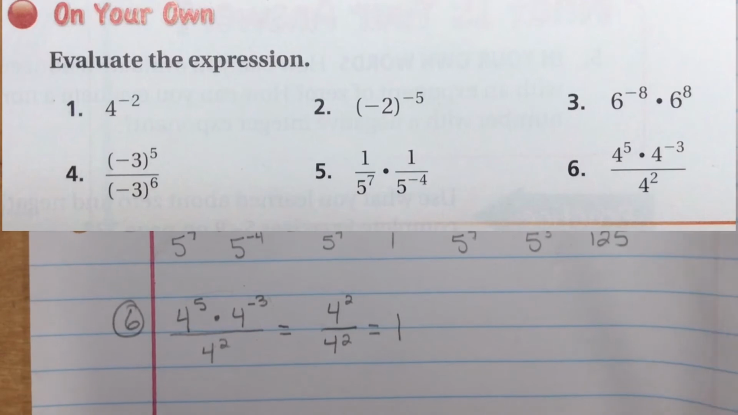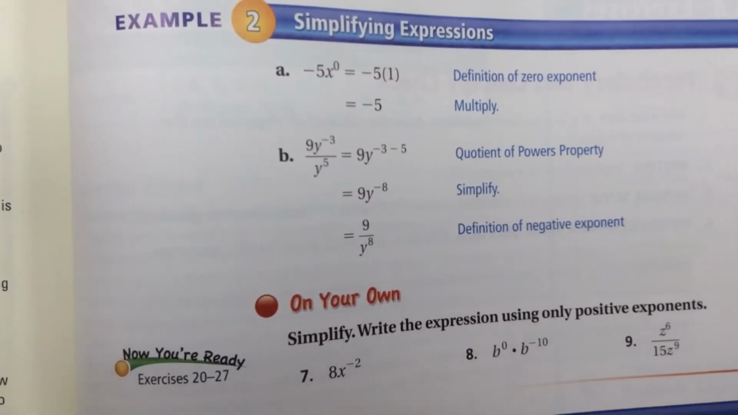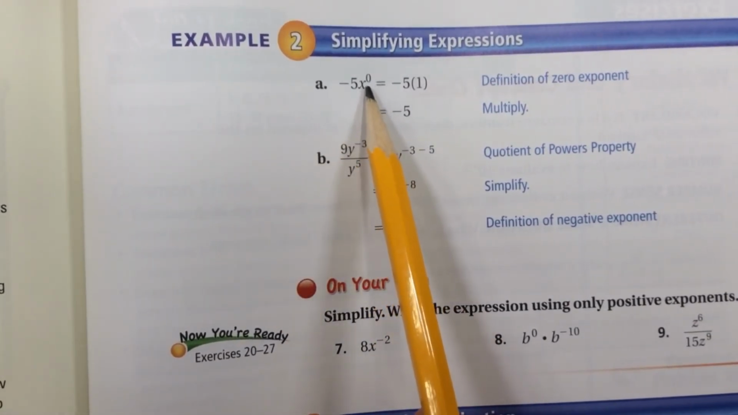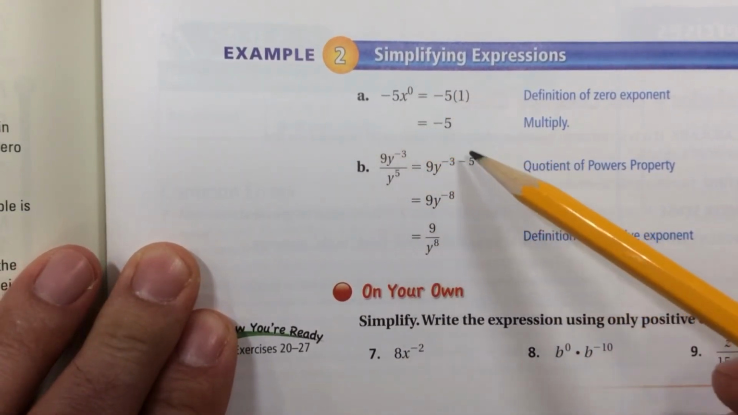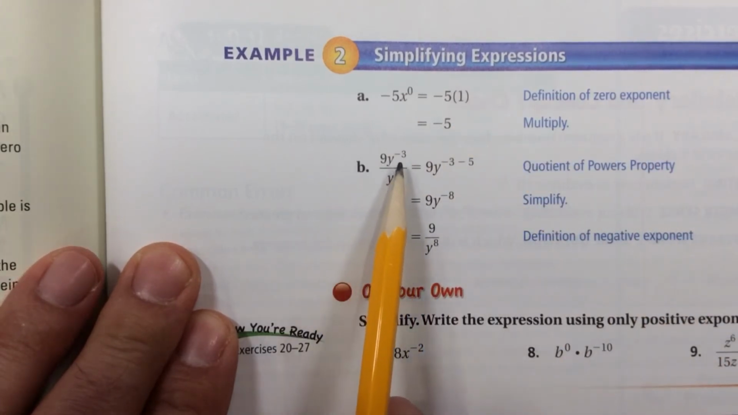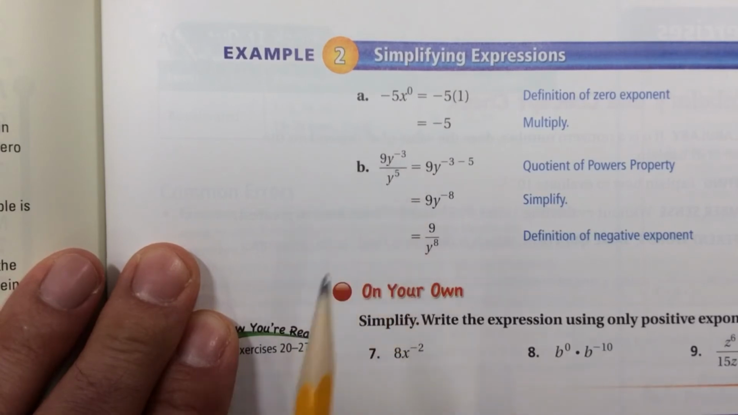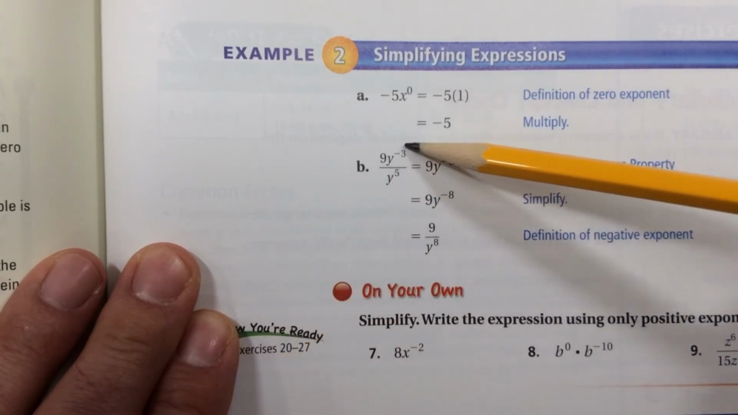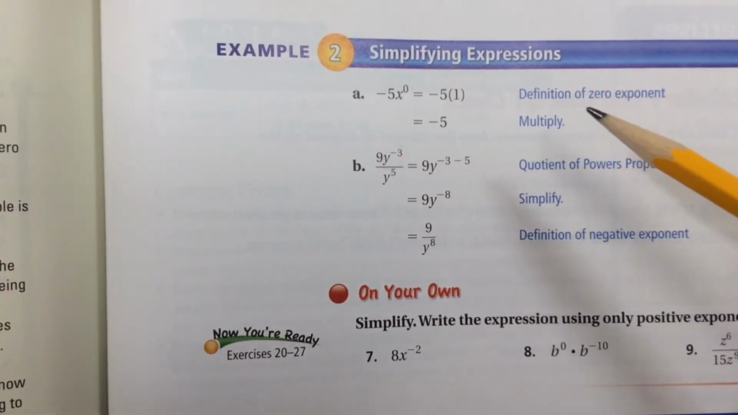But now we move on to the second example from the book. And this is simplifying expressions. Here we have negative 5 times x to the 0 power. Remember, anything to the 0 power is 1. So this is just negative 5 times 1, which of course is negative 5. Here, the negative 3rd power only applies to that y. Okay? So I could have brought this y to the negative 3rd power to the bottom right away, which is what I would have done.